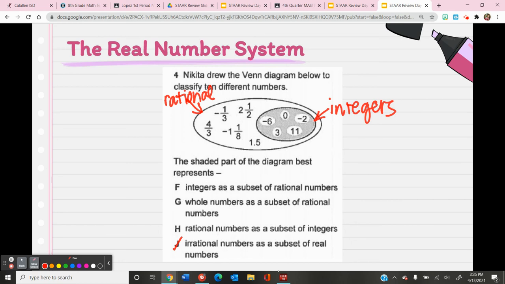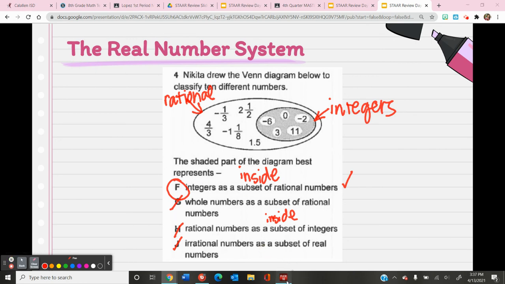So G has whole numbers as a subset of rational numbers. These negative numbers are not whole numbers, so you can eliminate G. And again, we're in between F and H. So here it says integers as a subset of rational numbers. So this says integers inside rational numbers. So here I have integers inside of the rational number shell. That looks correct. Then we have H, rational numbers as a subset of integers. So remember, subset means inside. So my rational numbers are on the outside. So H is incorrect. And here F is going to be your answer.